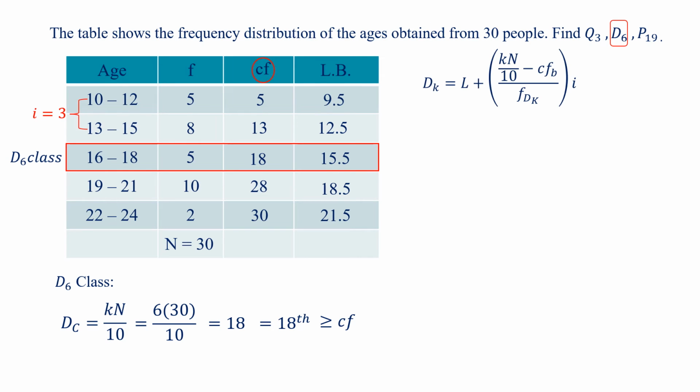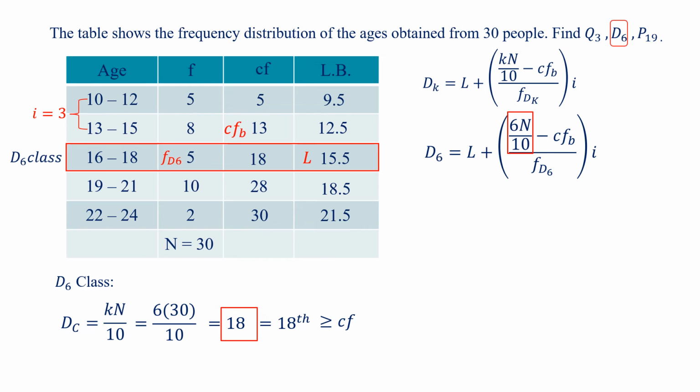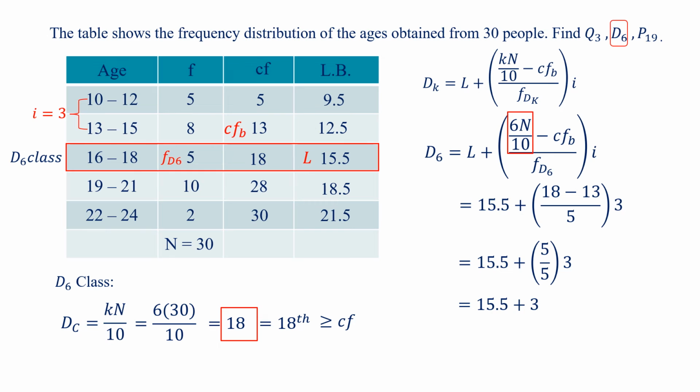From your D6 class, we are going to determine your lower boundary, which is the L, which is equal to 15.5, and CFB, which is equal to 13, and your frequency of the D6 class, which is equal to 5. And then 6n over 10 would be equal to 18. Substituting all the values, we get 15.5 plus 18 minus 13 over 5 times 3. Then simplifying further, we get 15.5 plus 5 over 5 times 3, which is equal to 15.5 plus 3, and then D6 is equal to 18.5.